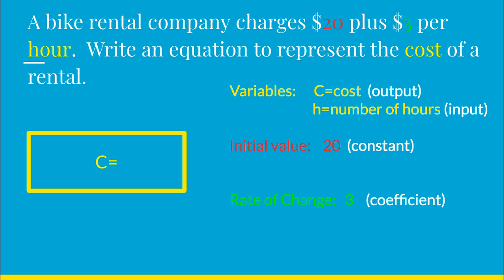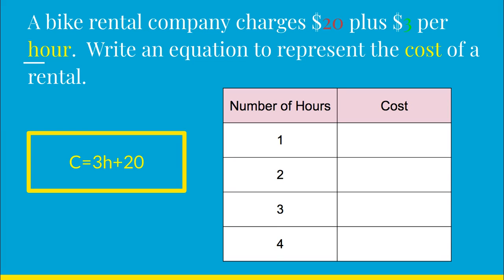So cost equals 3 times the number of hours plus 20. And there's your equation. We don't have to do a table of values, but let's just check our answer with the table of values to make sure that it works. So if I use my equation to see the price of the rental for 1 hour, 2 hours, 3 hours, or 4 hours, I use my equation: 3 times the number of hours plus 20.